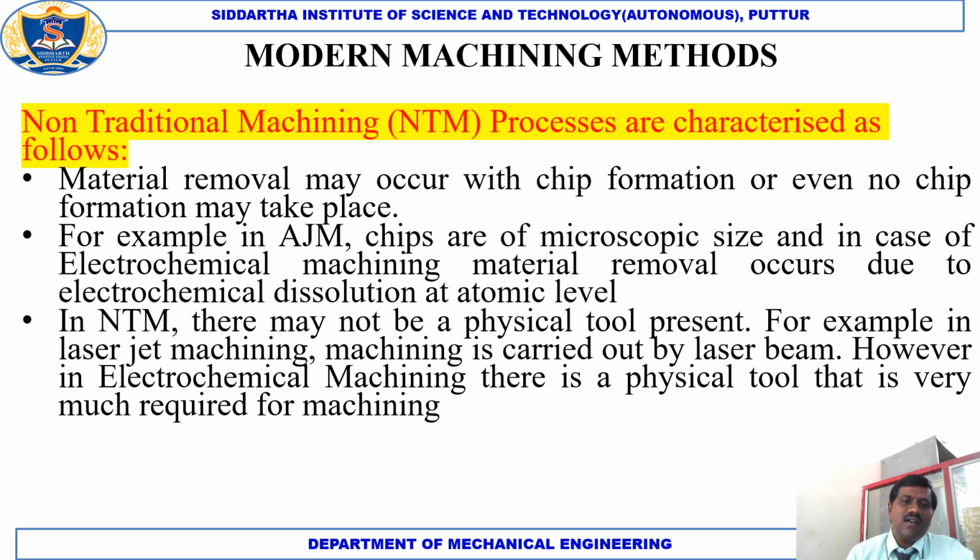In case of this non-traditional machining process or advanced machining process or modern machining process, there may not be a physical tool present. See, in case of these modern machining methods, there is no need of any physical tool in order to remove the material from the workpiece. For example, in case of the laser beam machining or laser jet machining, the machining is carried out by means of a laser beam. Here, the physical tool is not present. However, in case of the electrochemical machining or ultrasonic machining, the physical tool is very much required for machining process.